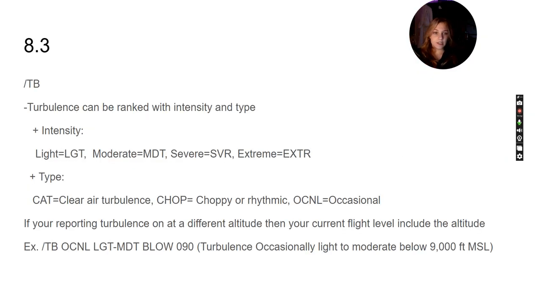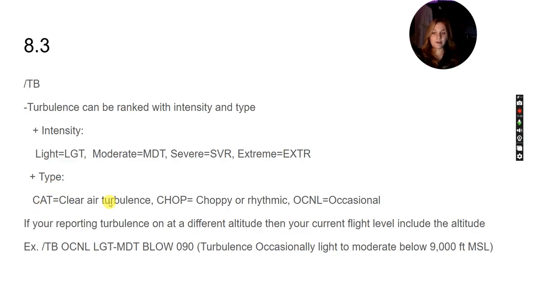Next we have slash TB, which is turbulence. Turbulence can be ranked with intensity and type. The intensity can be light, LGT, moderate, MDT, severe, SVR, and extreme, EXTR. Extreme is worse than severe. And then the type.